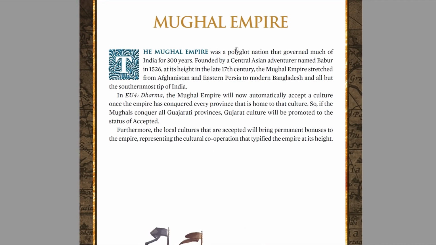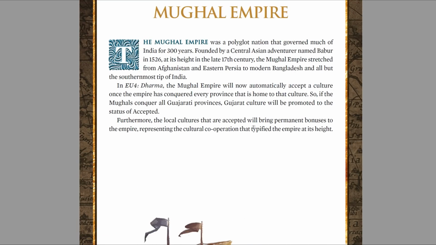Alright, Mughal Empire, polyglot nation, so they have their own update. Okay, it's just 1 page. Let's see what it is. They will now automatically accept a culture once the empire has conquered every province that is home to that culture. Oh, wow, you can really expand fast. So if the Mughals conquer all Gujarati provinces, Gujarati culture will be promoted to status of accepted. So I'm guessing that there won't be an accepted culture number limit. Like, you can just accept all cultures, just keep conquering them.